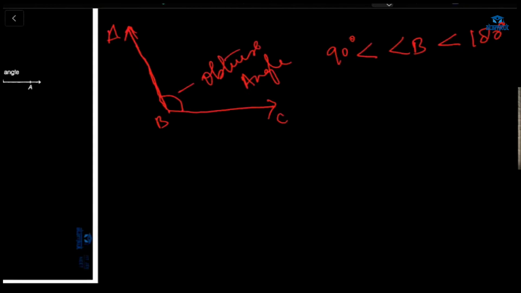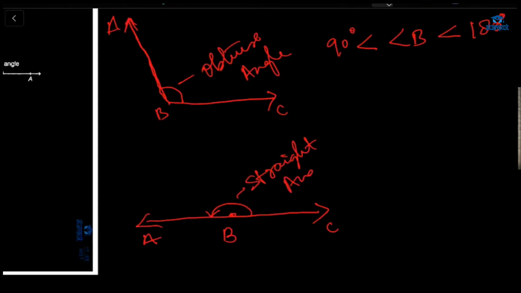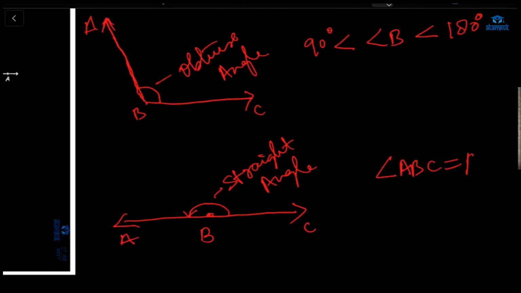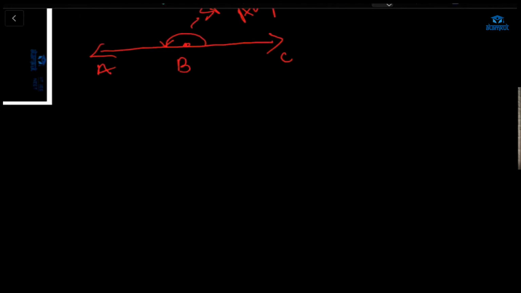Now, same way, we go with the straight angle. What is a straight angle? A, B, C. A straight angle is exact 180 degree. So angle ABC is equal to 180 degree. If it is 179, then it is an obtuse angle. If it is 181, then it is a reflex angle. But a straight angle is exact 180 degree.